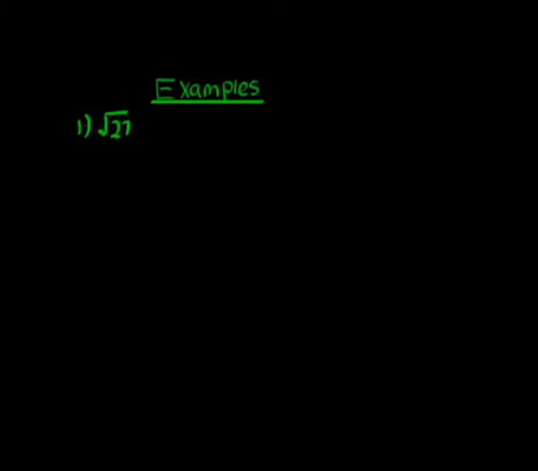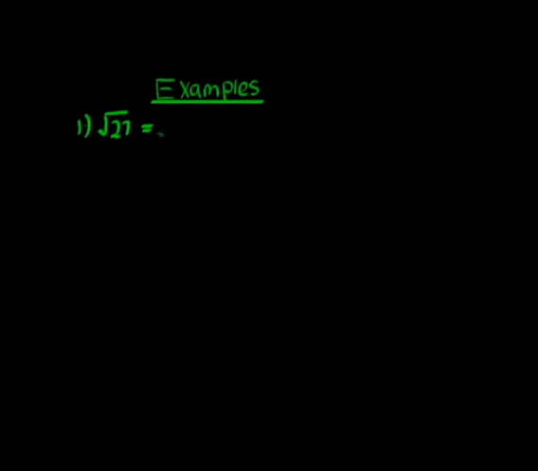For example, 2 times 2 gives us 4, so 4 would be a perfect square. 4 times 4 gives us 16, so 16 would be a perfect square. 9 times 9 gives us 81, so 81 would be a perfect square. How true? Very true. Now, for 27, two numbers we can multiply that would give us 27 would be 9 and 3.